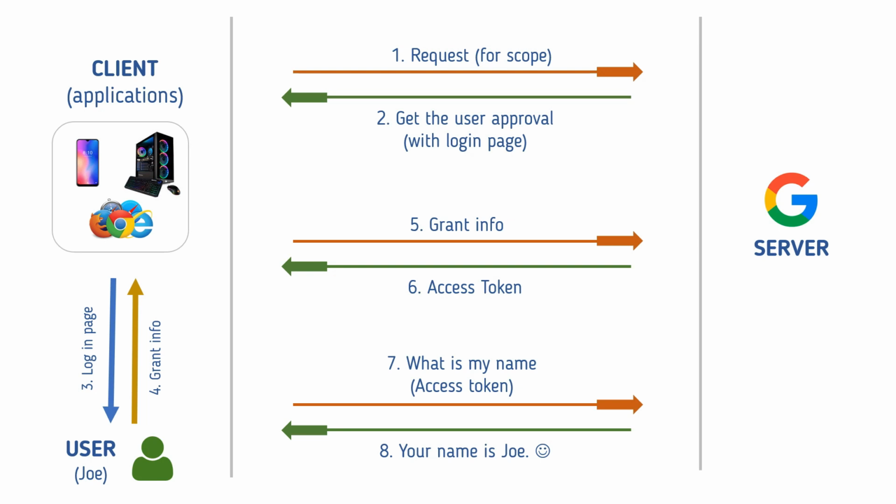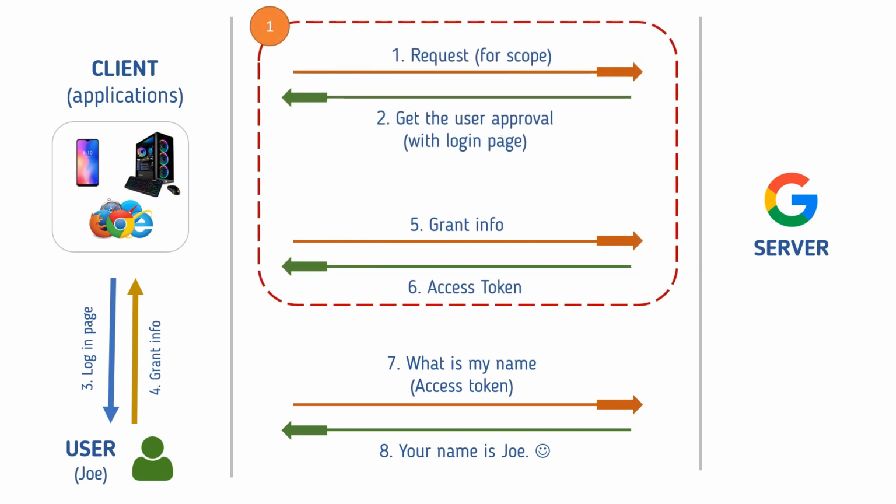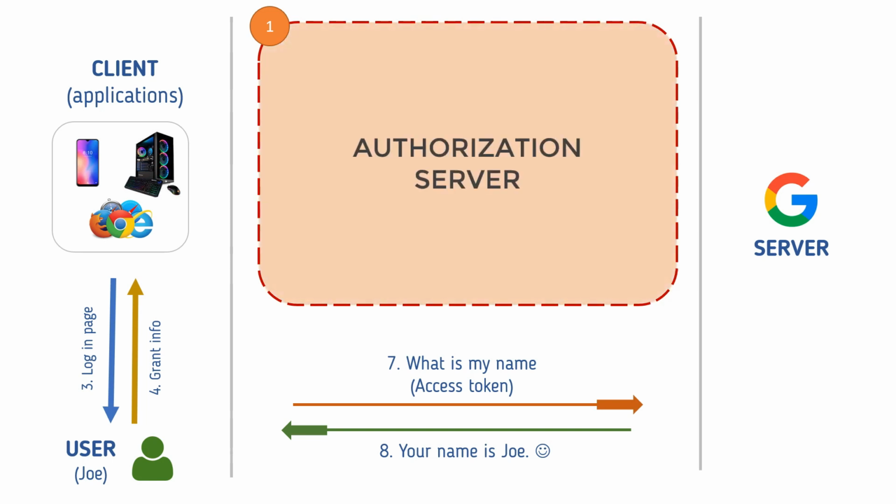So when we look into this client, user, server, and all these things, we can see that there are three entities in play. Let us take the step number 1, 2, 5, and 6. These steps. So we could clearly see, what are we doing here? We are only dealing with authorization. We are requesting the scope, we are getting the approval page, we are granting the info, and finally we are dealing with access token. So in these steps we are dealing with an entity called authorization server.